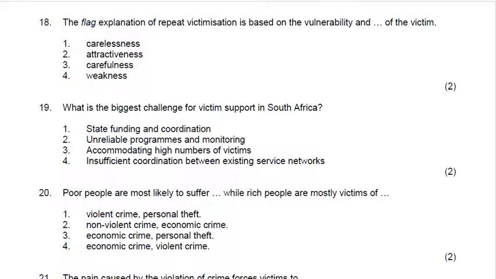20. Poor people are most likely to suffer, while rich people are mostly victims of. So the answer here is 1. Violent crime and personal theft. Okay, I'll read that again so that it makes sense. Poor people are most likely to suffer violent crime, while rich people are mostly victims of personal theft.